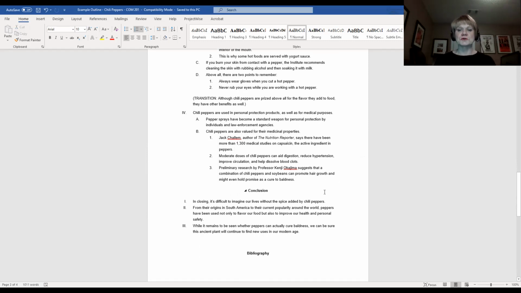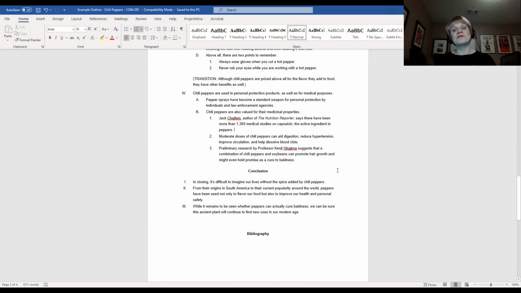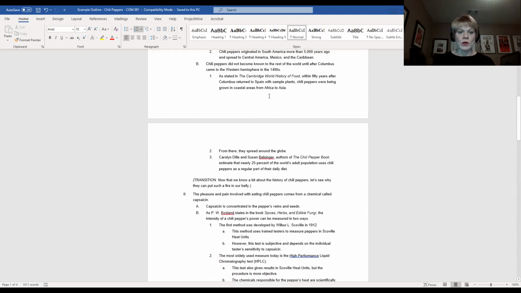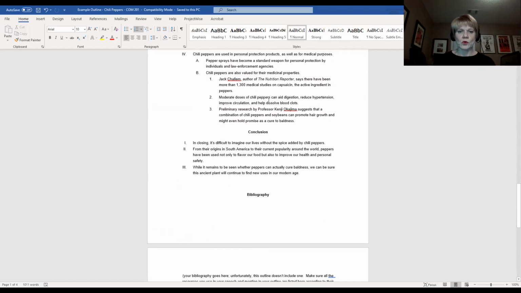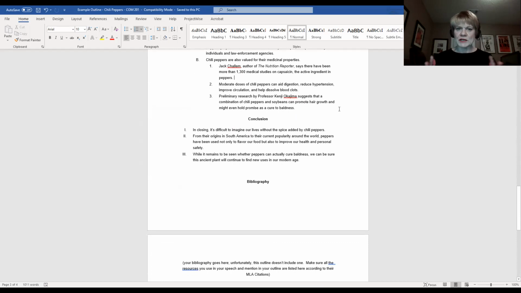Jack Challem, the author of the Nutrition Reporter, says there have been more than 1,300 medical studies on capsaicin, the active ingredient in peppers. Moderate doses of chili peppers can aid digestion, reduce hypertension, improve circulation, and help dissolve blood clots. Preliminary research by Professor Kenji Okajima suggests that a combination of chili peppers and soybeans can promote hair growth and might even hold promise as a cure to baldness. So we've gone through my body's main points 1, 2, 3, and 4, and all of the defending information in them. Everything I plan to say in my speech is in there.